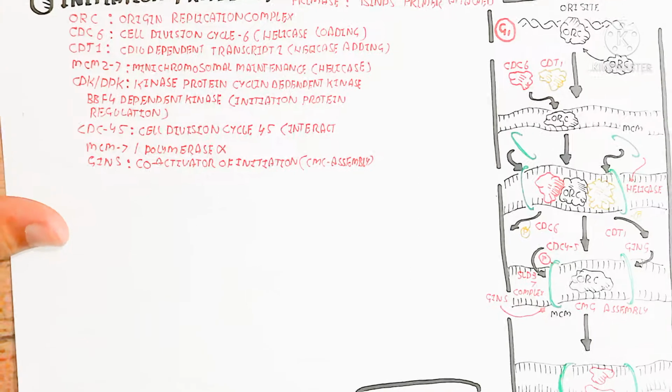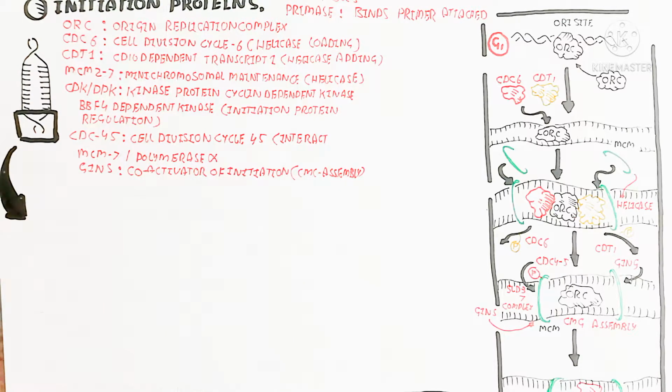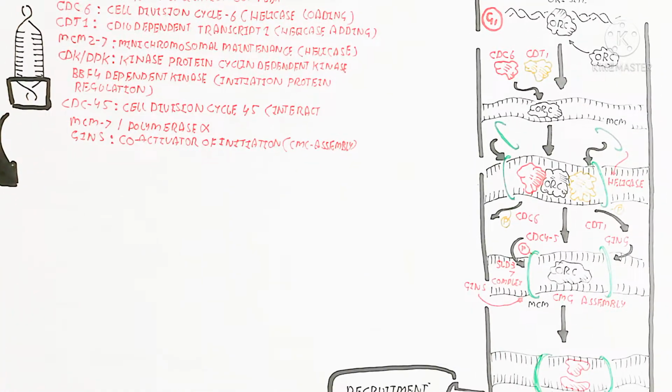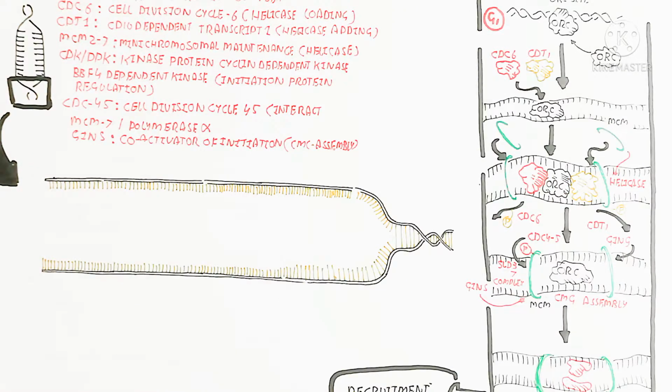So here I am drawing the DNA during replication. Basically, the replication bubble will be formed. I am drawing the site where the replication will occur, and the structure of the DNA during replication, where the replication fork will form due to the initiation factors.